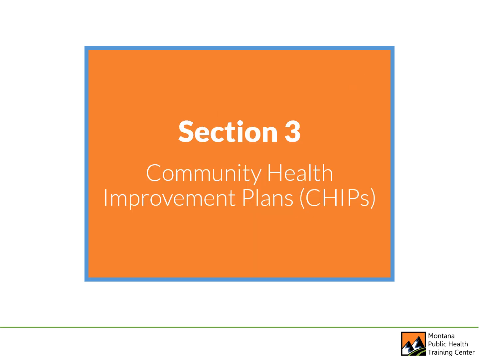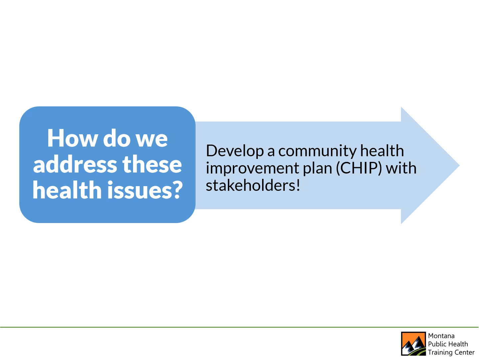So now you have your community health assessment. You understand the health concerns, the health successes, and all of those pieces. Now what? We need to actually do something with those results. And that is where a community health improvement plan, or a CHIP, comes in. And in this section, we'll dive into what that means and why this is an important part of the process. So how do we address these health issues in a coordinated way with all of our community partners and stakeholders? We do this community health improvement plan with those same stakeholders that helped us work on our community health assessment.